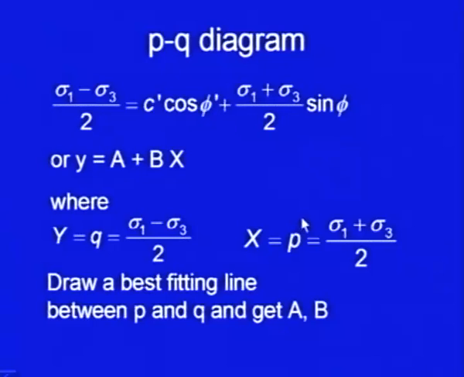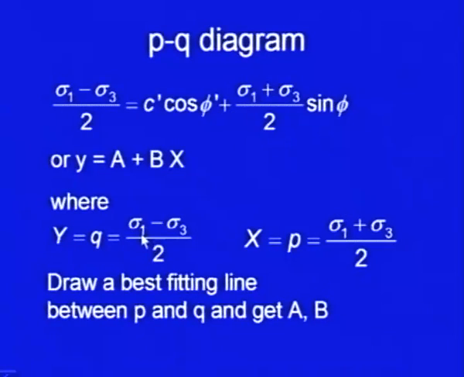Another way to find out c dash and phi dash is a very convenient method. Rather than putting a common tangent to the Mohr circles, it is a convenient way and mathematically stronger. You can represent the Mohr-Coulomb equation in this form: (sigma 1 minus sigma 3)/2 equal to c dash cos phi dash plus (sigma 1 plus sigma 3)/2 sin phi dash. This is y, I can write it as y equal to a plus b x, where y is equal to (sigma 1 minus sigma 3)/2 and x is equal to (sigma 1 plus sigma 3)/2.